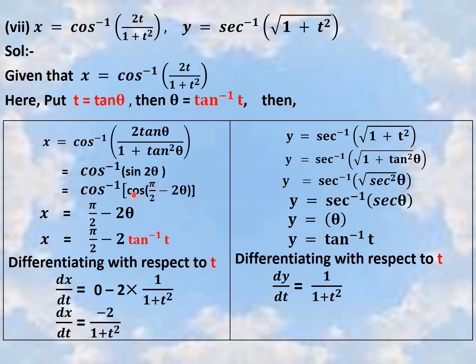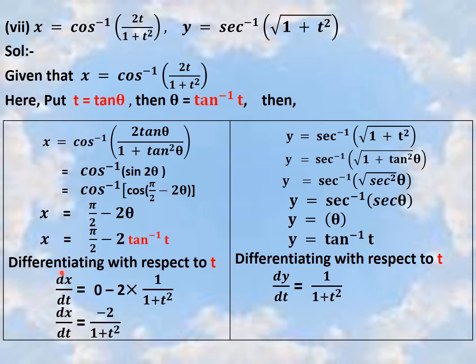So we will get the function inside this bracket as a function of cos. That means cos inverse cos theta form. Cos inverse cos theta is nothing but theta itself. But here, in place of theta we have pi upon 2 minus 2 theta. So cos inverse cos of pi upon 2 minus 2 theta is equal to pi upon 2 minus 2 theta. So x is equal to pi upon 2 minus 2 into theta, and theta is tan inverse t. So x is pi upon 2 minus 2 tan inverse t.